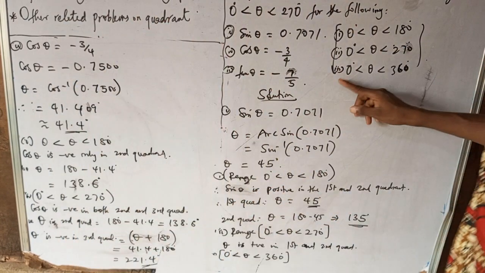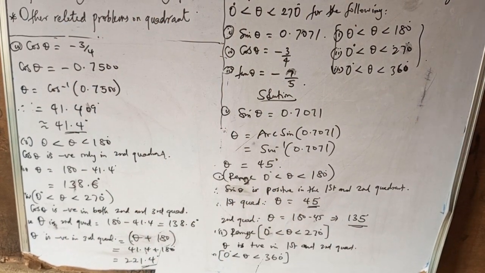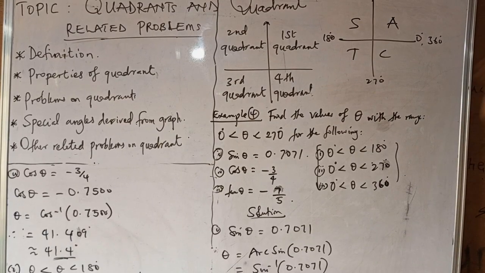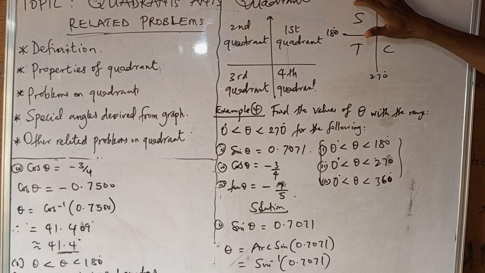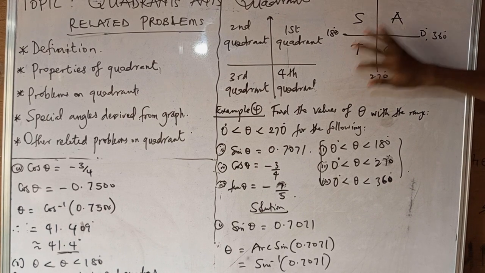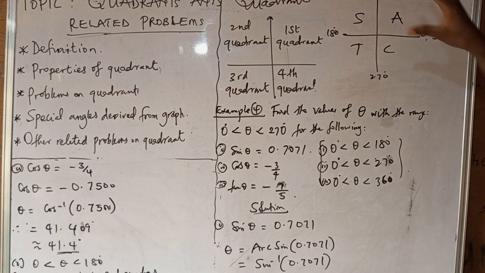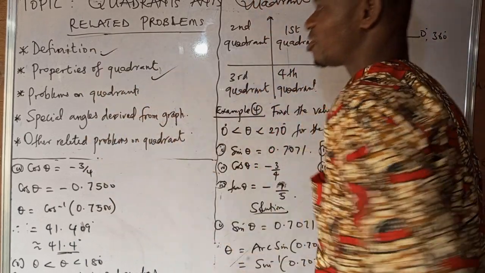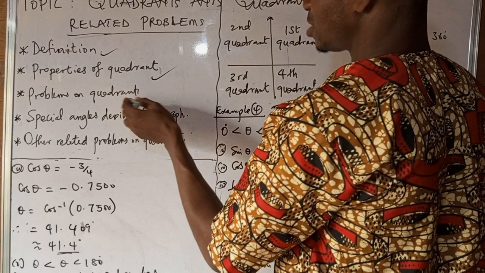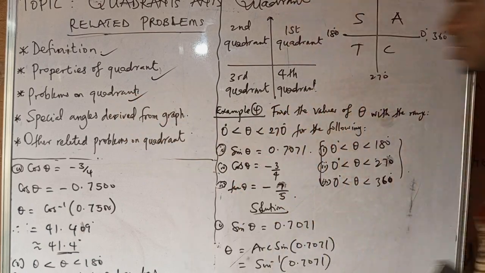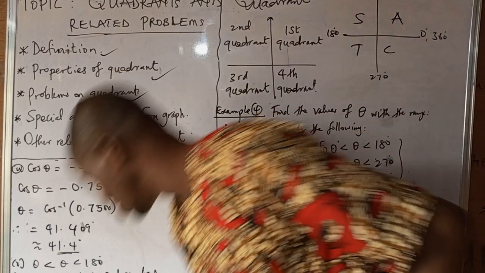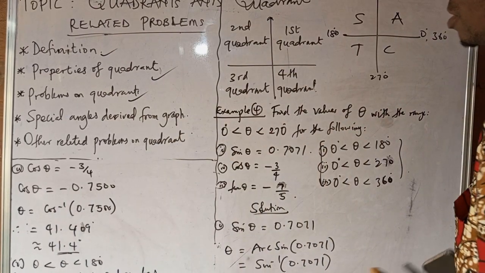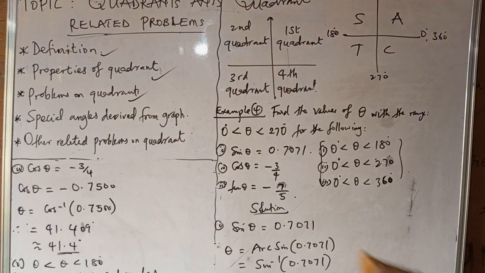Likewise, if you are taking between 0 and 360 degrees, you are accommodating all the quadrants. And in this case, your cos theta will only be negative still in the second and third quadrant. So this is all about the definition and the properties of quadrants, and we also tried to take some problems on quadrants. So let's now move to the next step, which is what? Special angles derived from that, and then other related problems on quadrants.